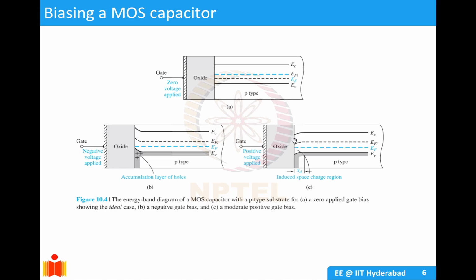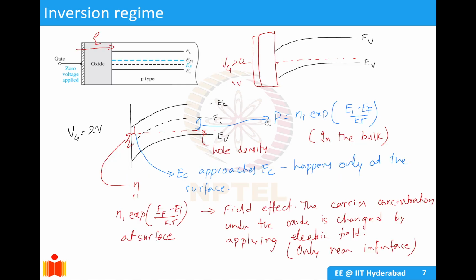If it crosses over, that means your electrons are now more than your holes. You have more electrons than holes once it crosses over EI. Which means now your electrons become majority carriers and holes become minority carriers, and this is called the inversion region, because in the bulk your holes are your majority carriers, but at the contact your electrons become the majority carriers.